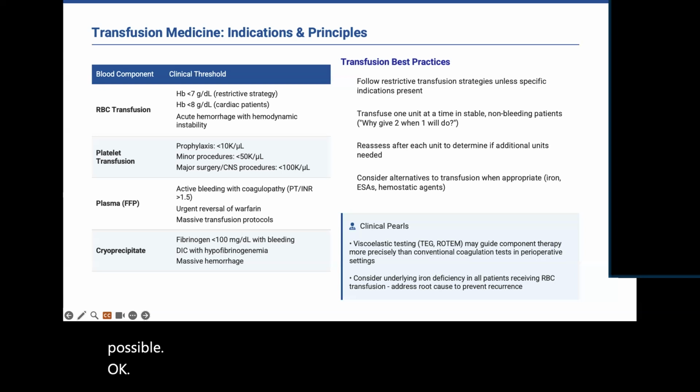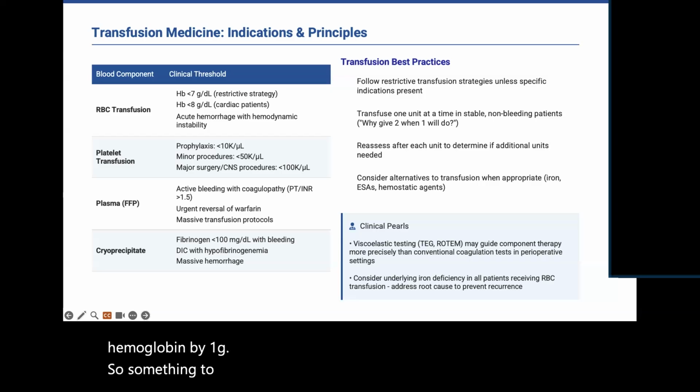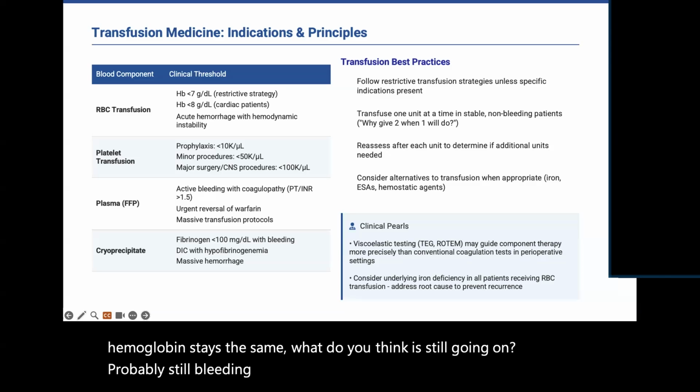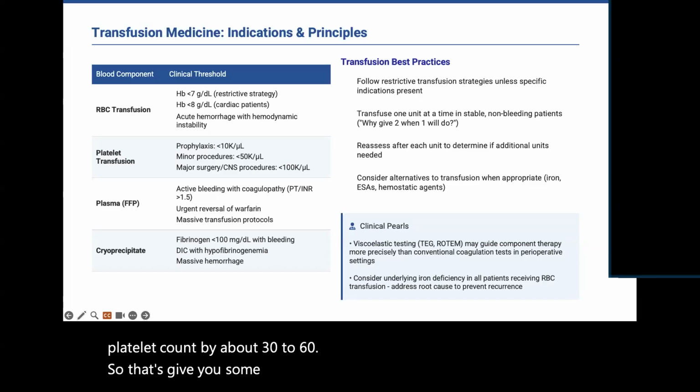What can you expect? 1 unit of packed cells should raise the hemoglobin by 1 gram. So something to watch is if you're giving the transfusion and the hemoglobin stays the same, what do you think is still going on? Probably still bleeding. So that's a tell. 1 unit of platelets will raise the platelet count by about 30 to 60. So that gives you some idea how to monitor your transfusion effectiveness.